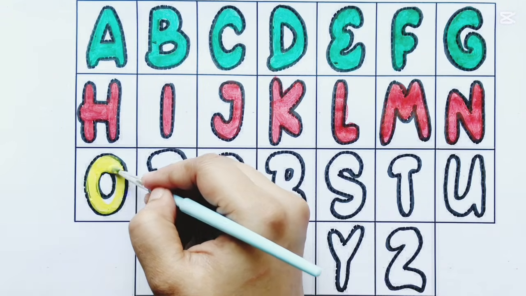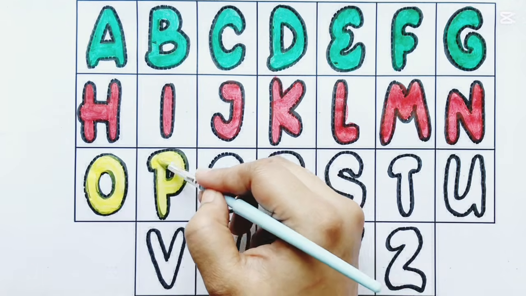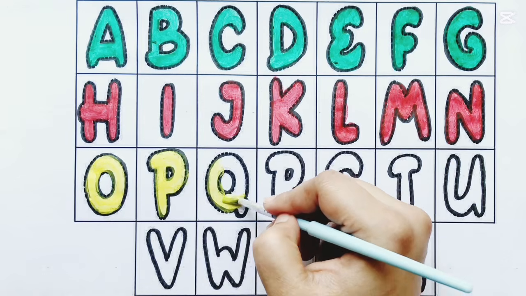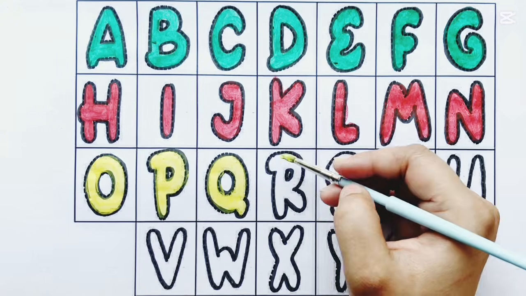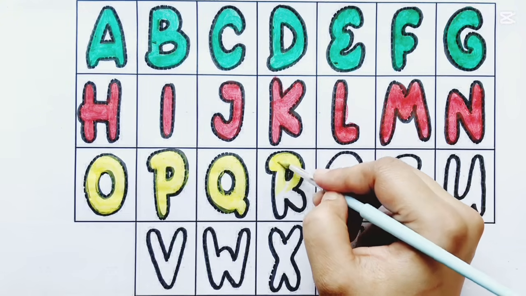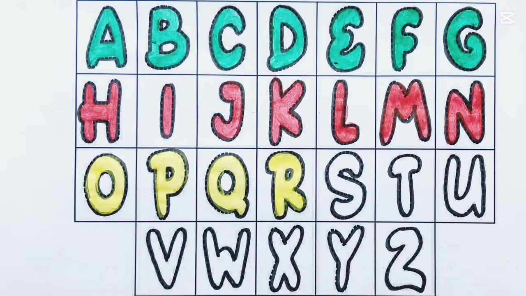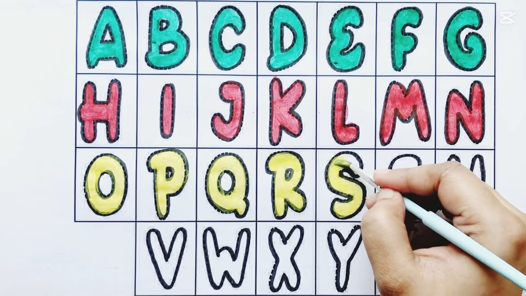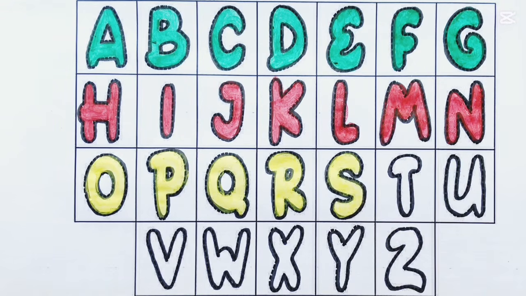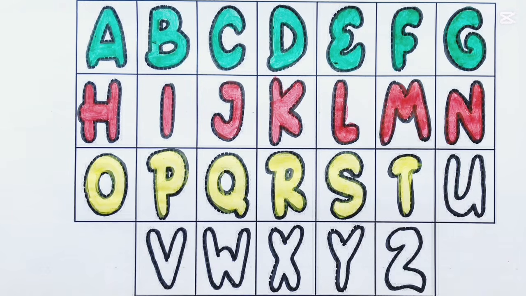Yellow color. O for octopus. P for prey. Q for coin. R for rabbit. S for snail. T for tiger. U for unicorn.